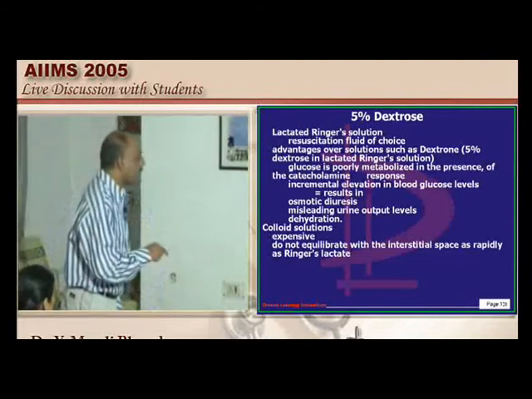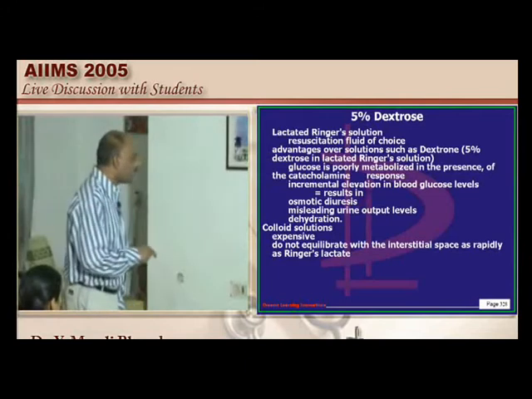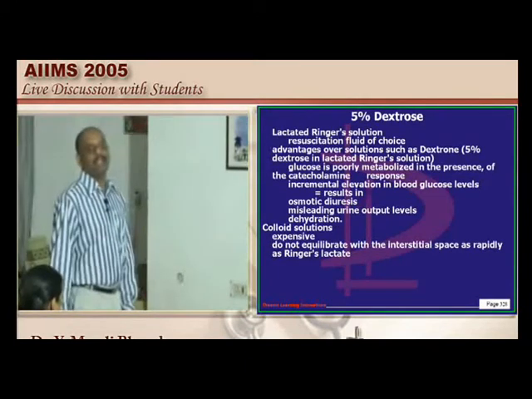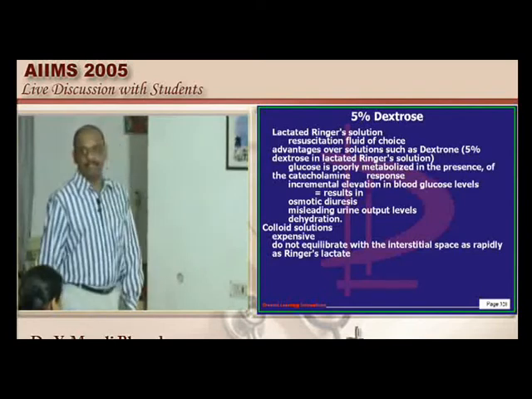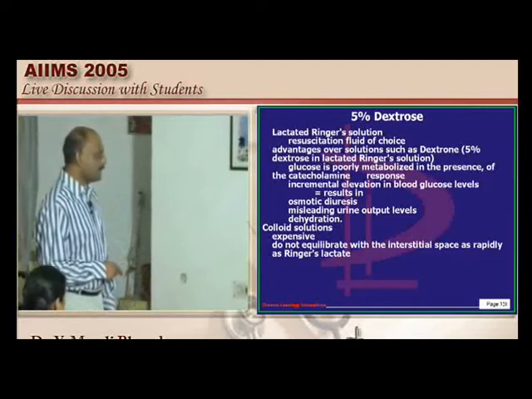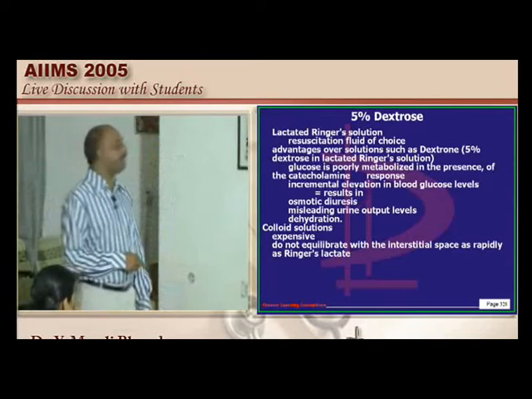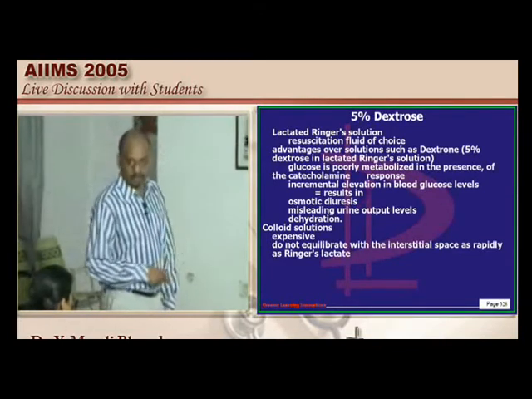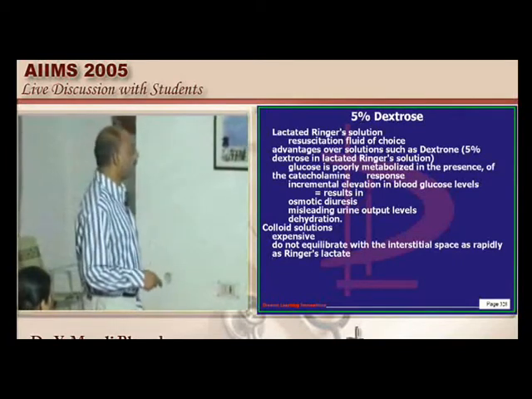When it is not metabolized, what will happen? It leads to hyperglycemia, the dextrose part, that leads to osmotic diuresis, that leads to further dehydration, that leads to further worsening. Hence 5% dextrose should not be used. Ringer lactate is the choice. How about colloid solutions? They are very expensive compared to Ringer lactate, and they can't equilibrate, but anyway you can give colloids. If it is a hypovolemic shock also associated with whole blood transfusion, you need to give Ringer lactate but not 5% dextrose. That is what needs to be remembered.